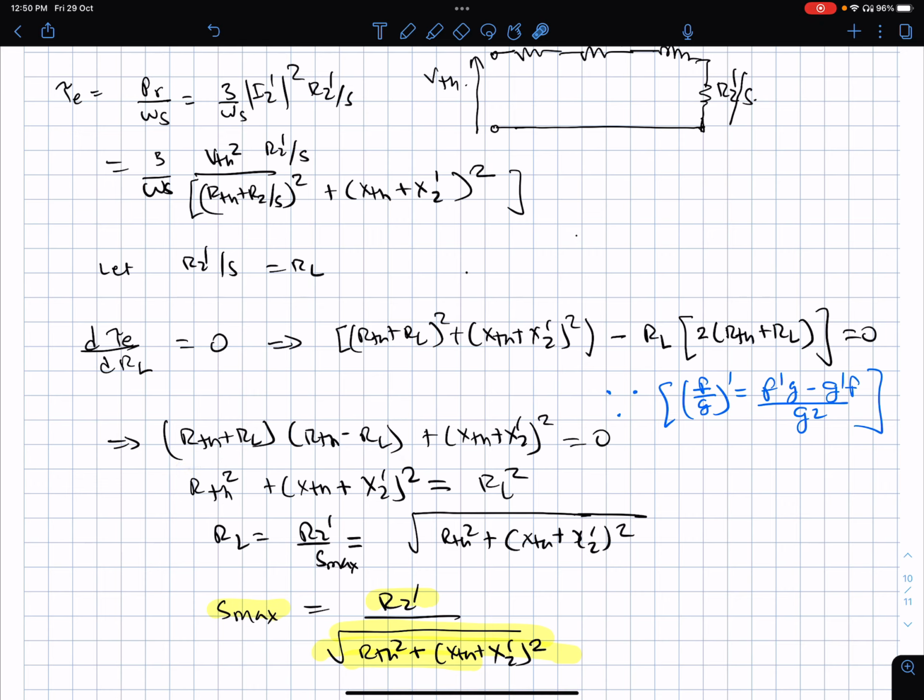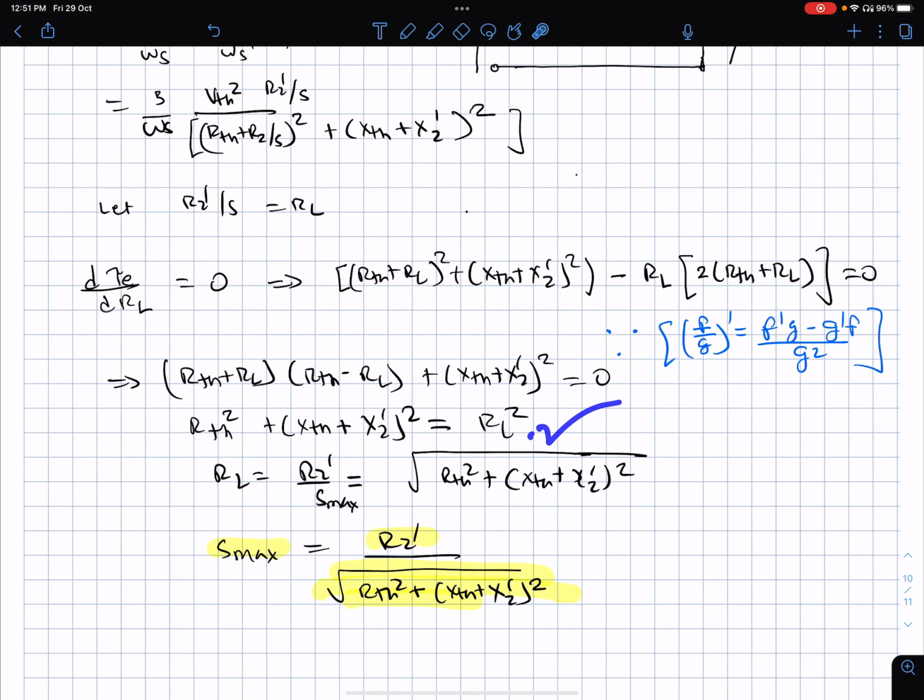which if you write this as R Thevenin square minus RL square, and then take that minus RL square on the right hand side as plus RL square, then you get R Thevenin square plus X Thevenin plus X2 dash whole square equal to RL square, or RL therefore becomes the square root of this. But RL is nothing but R2 dash by S max, where S max is that slip at which maximum torque happens. It's not the maximum slip, it is the slip at which T max happens.